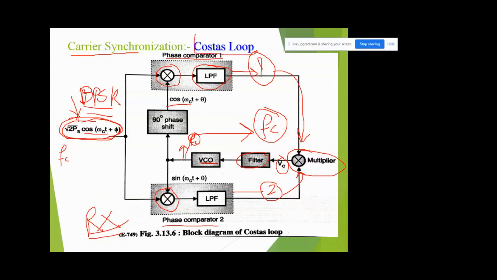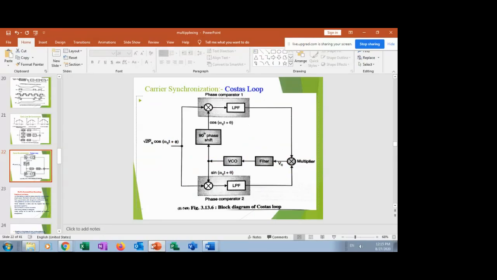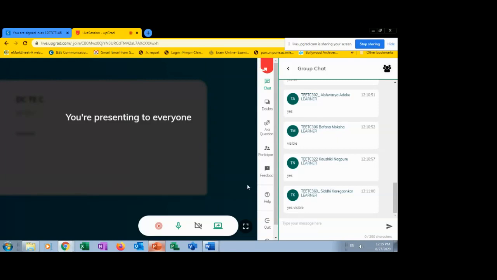That is the simple working of carrier synchronization. The method is the Costas loop, this and this one. Only two mathematical equations you have to understand: cos A into cos B and cos A into sin B. After multiplying again, we get one voltage, which is used to get the correct carrier frequency. This is the simple working of carrier synchronization. Is it okay? Let me know whether you have understood or not.